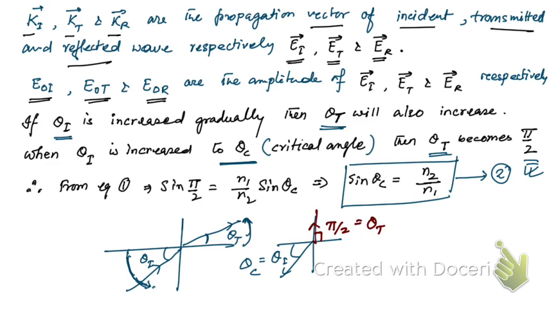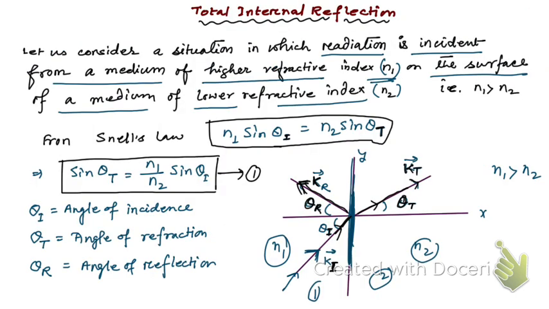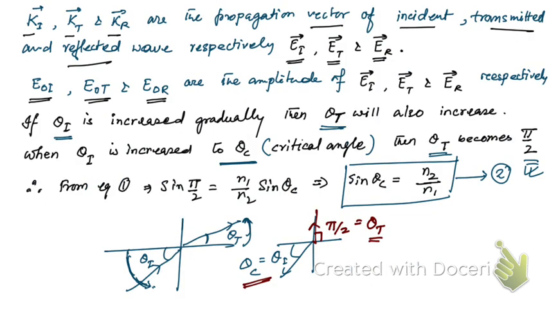Okay, so in that case, if we use these two values in equation number 1, putting pi by 2 for theta t and theta c in place of theta I, then you get this relation. If you simplify this, theta c will be equal to this. This is equation number 2. Hope you have understood this.